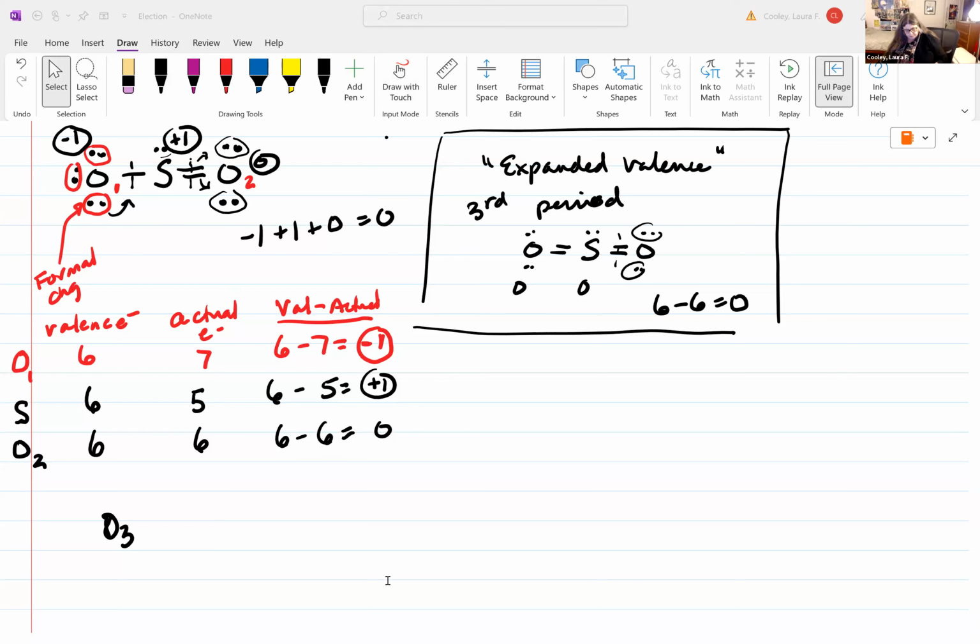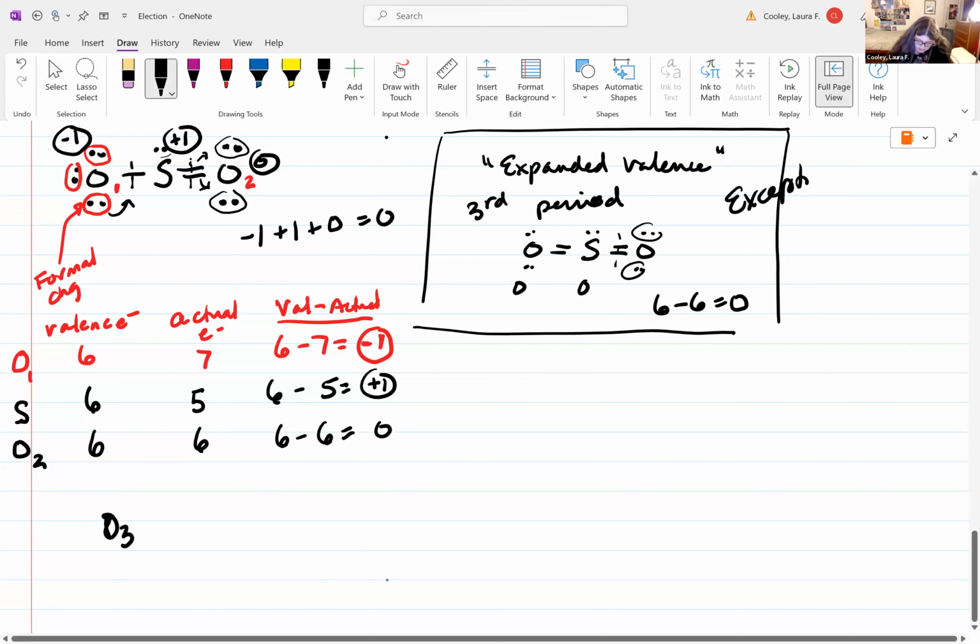Okay. So this was an exceptional case, right? Because it has a sulfur and you could have more than an octet.